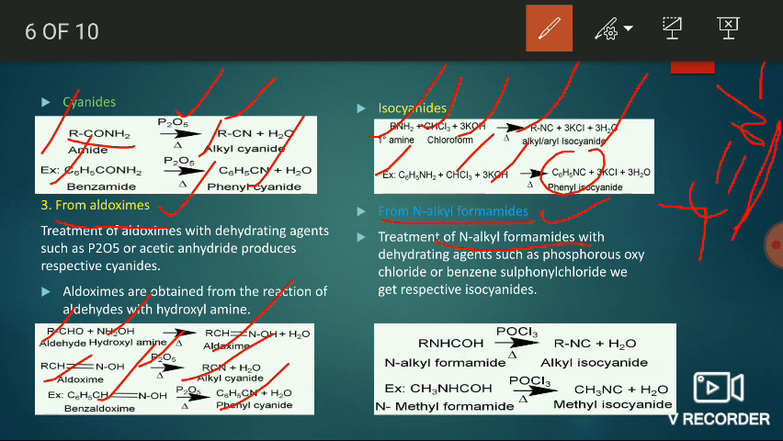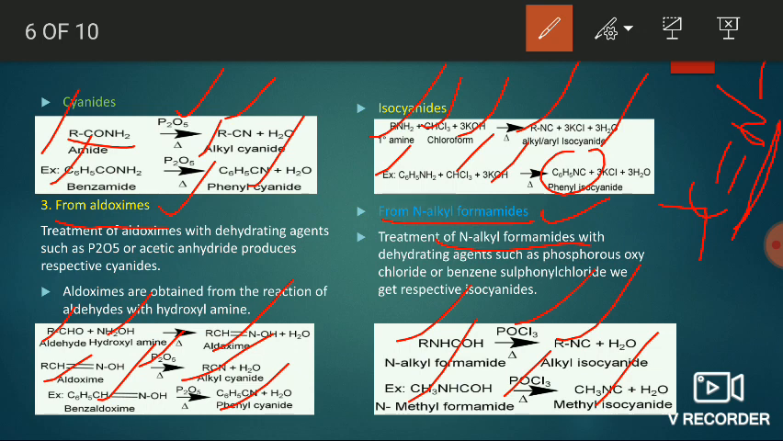Benzene sulfonyl chloride formula is C6H5SO2Cl. That is benzene sulfonyl chloride. By treating an alkyl formamide with phosphorus oxychloride, we get alkyl isocyanide. For example, N-methyl formamide in the presence of phosphorus oxychloride gives methyl isocyanide, also known as methyl carbylamine. This is about preparation methods of cyanides and isocyanides.